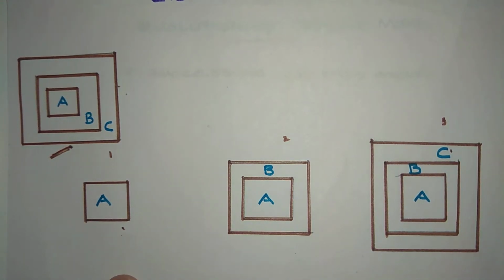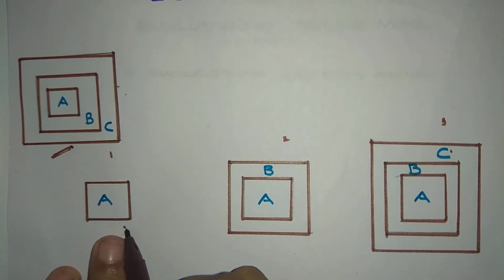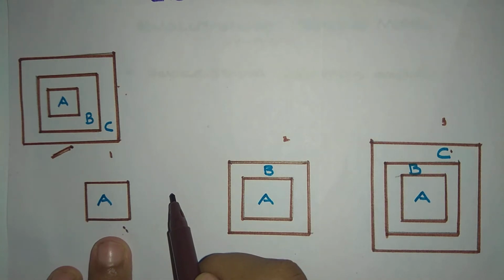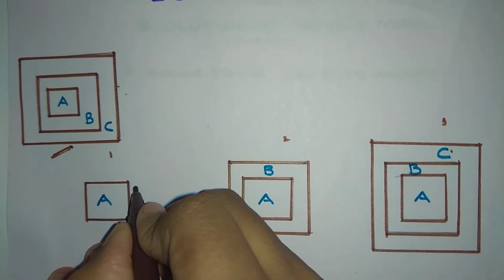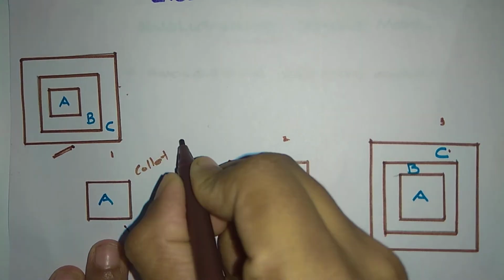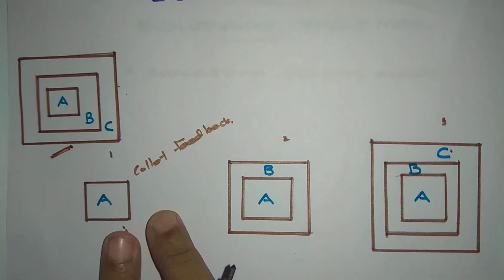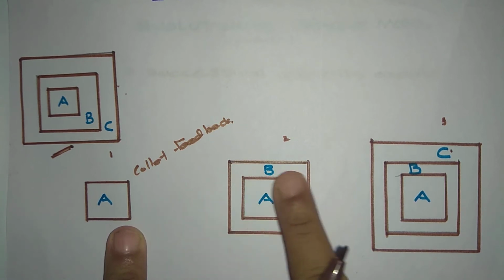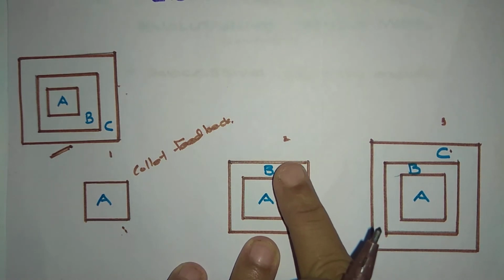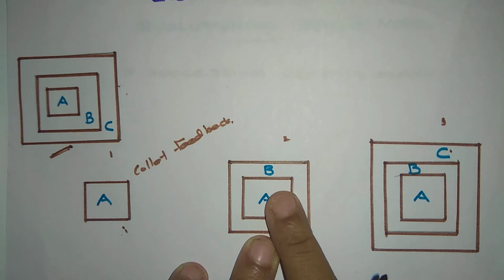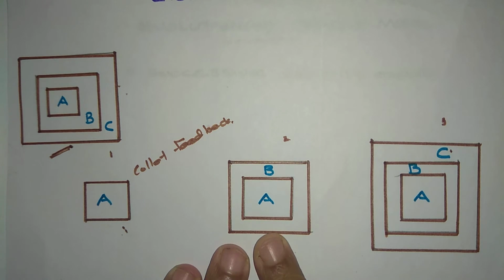I'll explain one more. Here A is the core module. It will be submitted to the customer and we collect feedback. If it is okay for the customer, then develop the next module, that is, add the next feature. B is the next feature. Here B is added to the core module A.